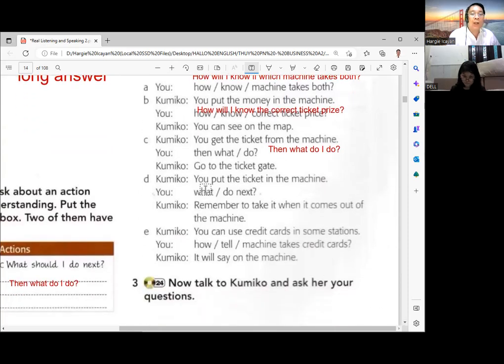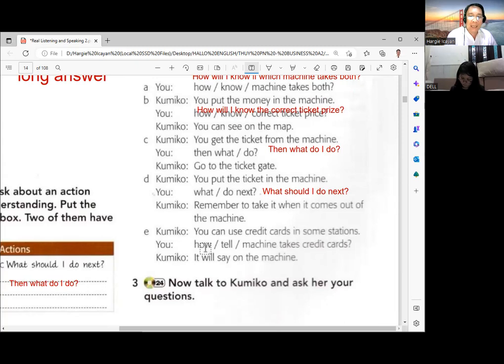Okay, next. Letter D. According to Komiko, you put the ticket in the machine. And then, what would be your next question? What should I do next? Correct. Again, this question needs an explanation. That's why Komiko answered, remember to take it when it comes out of the machine. And another, Komiko said, you can use credit cards in some stations.